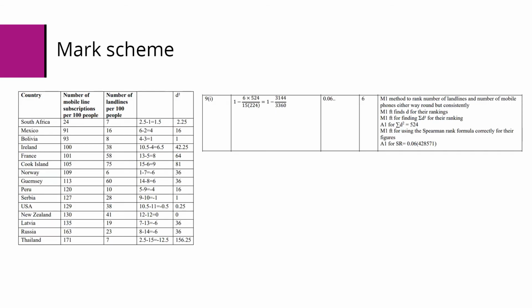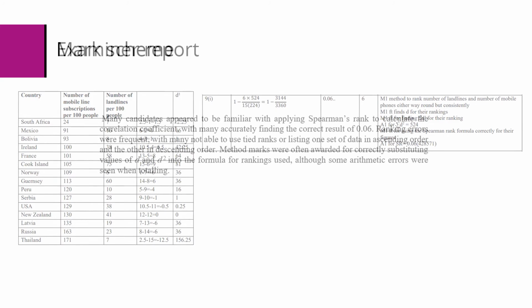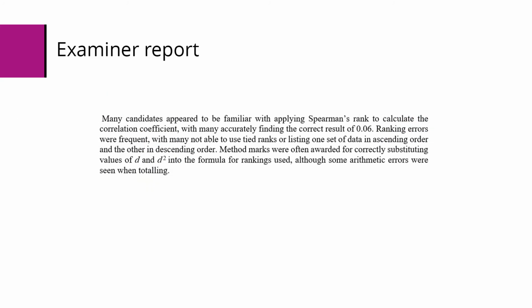Another method mark for finding the sum of the squares of the rankings. Accuracy mark for getting that that's 524. And then a further method mark for using the Spearman's rank formula correctly with their figures substituted in. And then finally, an accuracy mark for the Spearman's rank of 0.06, at least that level of accuracy, and then the remaining decimal places. So the examiner report says that often students are good at this.